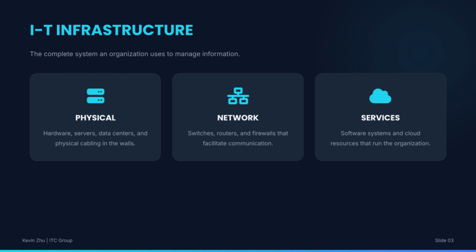IT infrastructure is the complete system of hardware, software, networks, and services that an organization uses to store, process, and manage information. Physical cables in the walls, servers in a room, cloud services online, all of it together. Physical hardware, software systems, networks, services, and cloud resources, the backbone that makes an organization's technology work.